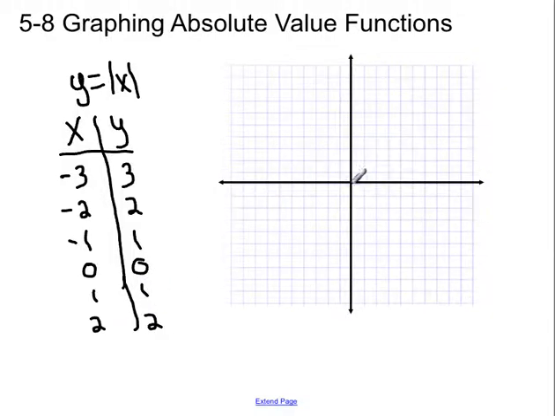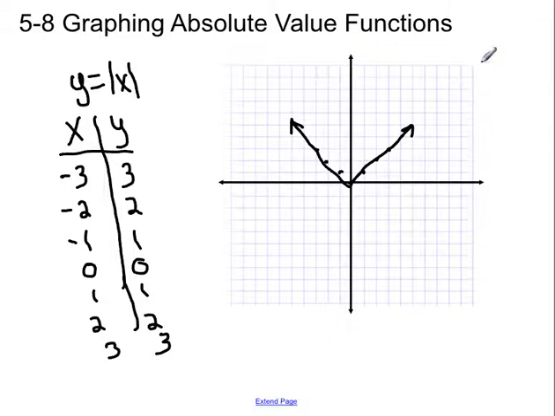Okay, and if I plot these points, I'm going to go -3 up 3, -2 up 2, -1 up 1, 0, 0, okay, 1, 1, 2, 2, and I could also plot 3, 3 down here, okay, 3, 3. So you're going to notice that there's two pieces to this graph. This is a linear equation positive, and this is a linear equation negative.